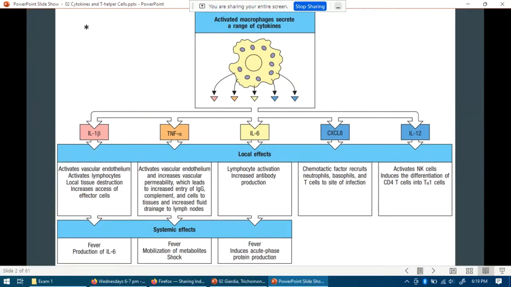B cells may traffic wherever they want to, but a lot of them go to the inflamed tissue to secrete their antibodies once they've encountered antigen. And so the IL-6 can even make them better at secreting antibodies. IL-6 is not only important for its local effects on these two things, but also its systemic effects.